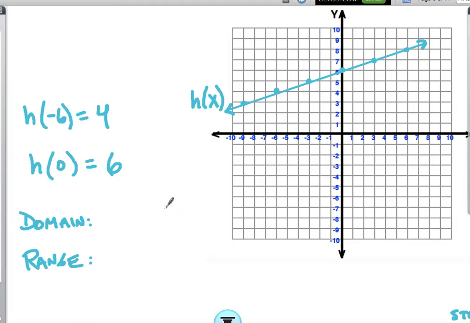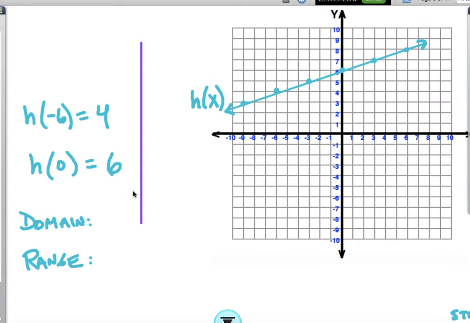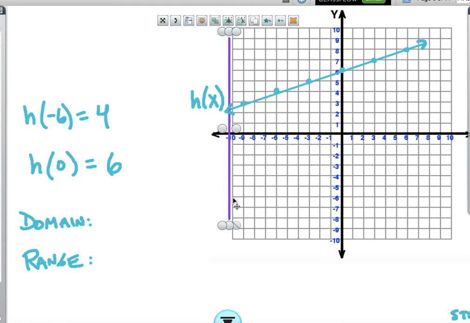Okay, domain. So domain are your x values. Look left, look right. So maybe take your pencil and turn it vertical. Think of like a little vertical line. Okay, and then sweep your pencil left to right, like this. So do you see how the line is going to go on forever to the left, and the blue line is going to go forever to the right? It's going forever left and right. So that means that the domain will be all real numbers because it can be anything.